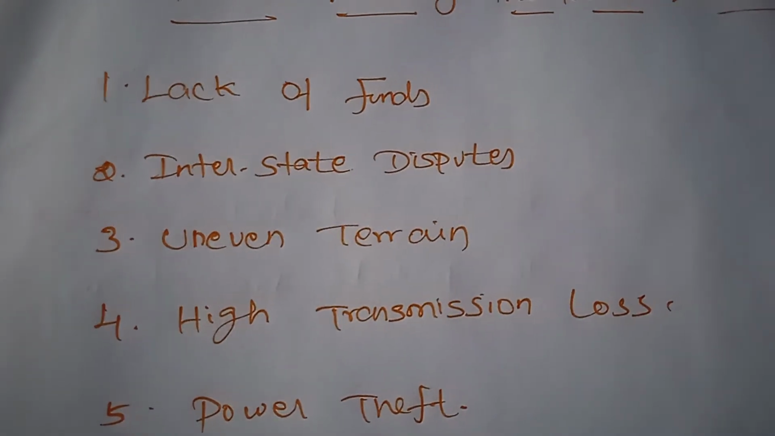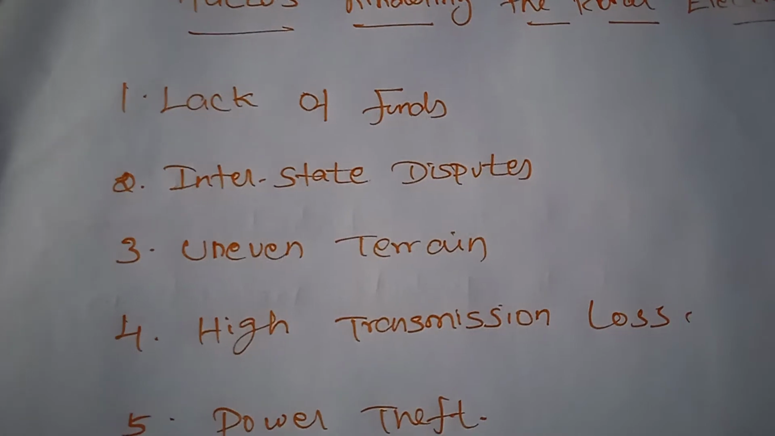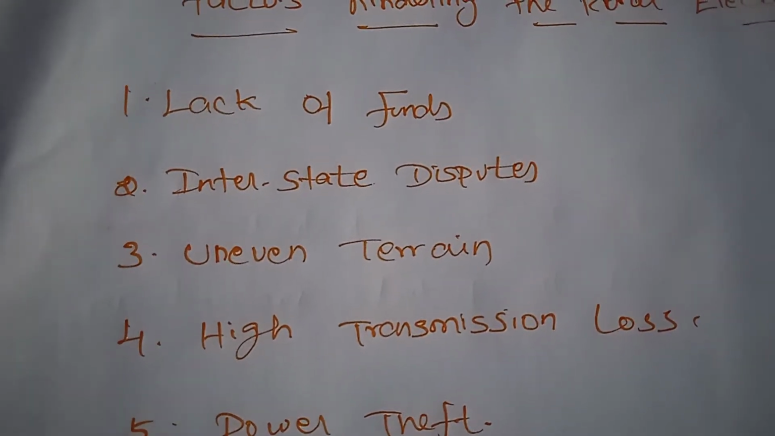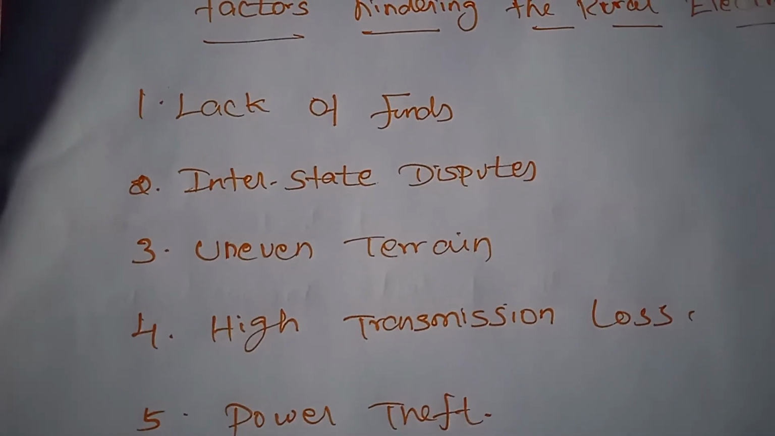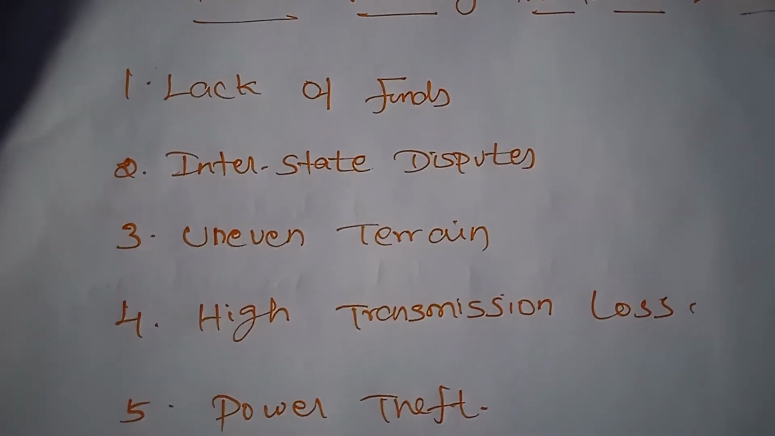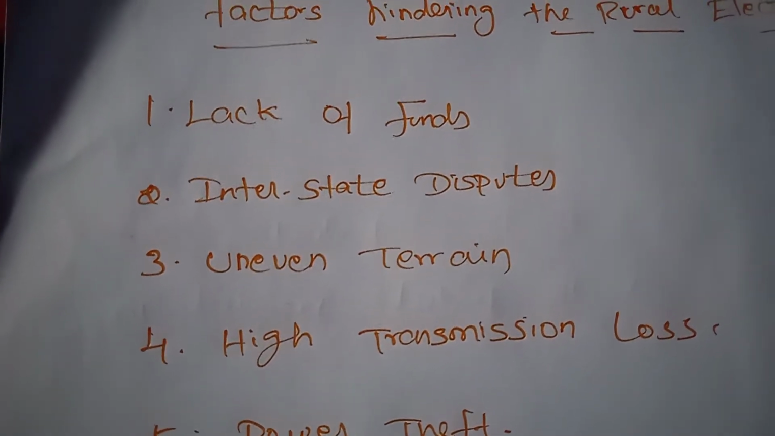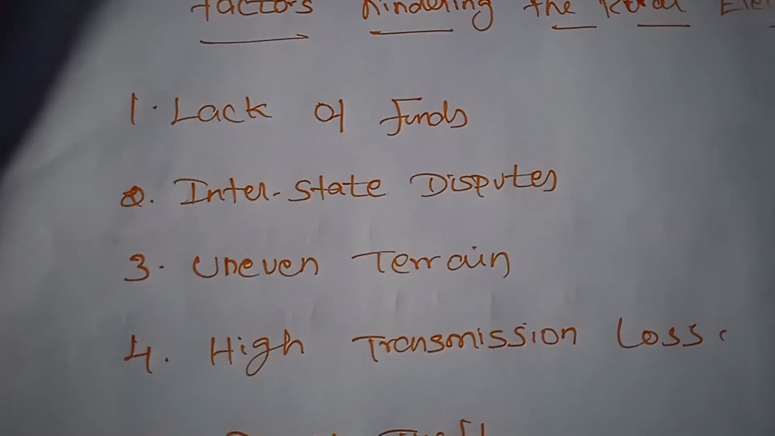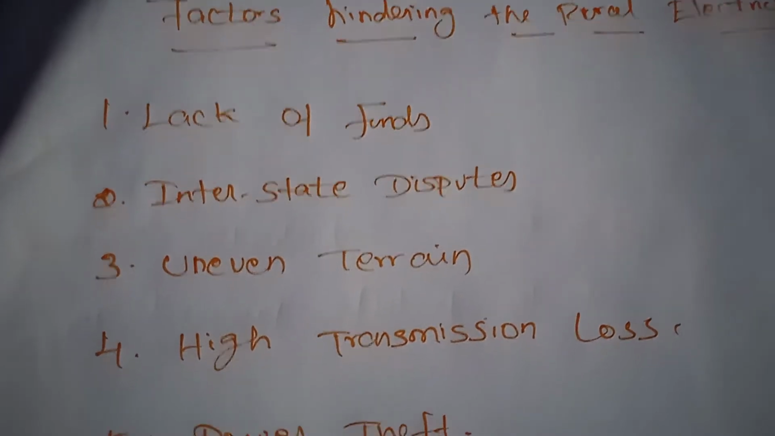Next, interstate disputes. As there are interstate disputes in managing power projects, power distribution is affected. So managing the power project is one of the important problems in distributing the power supply. So this also affects providing electrical facilities to the rural areas.